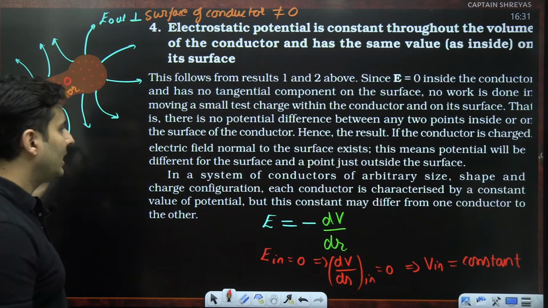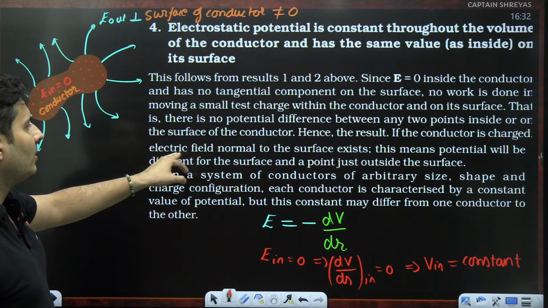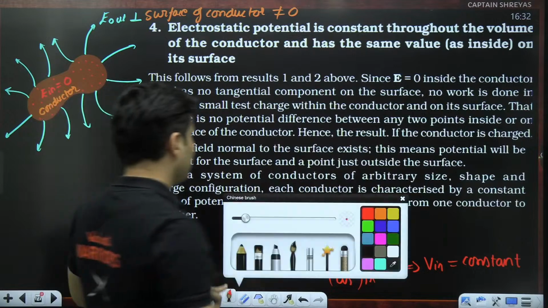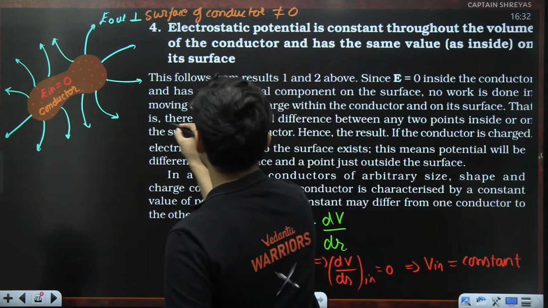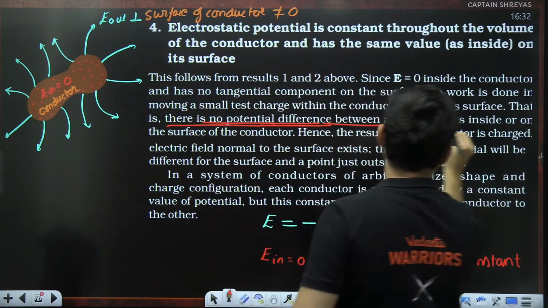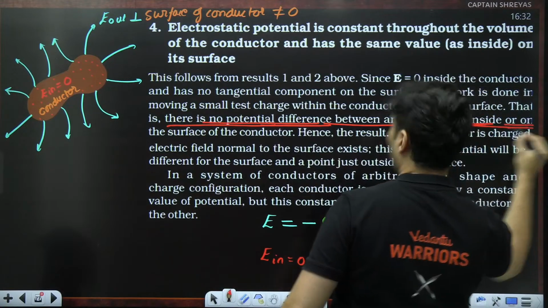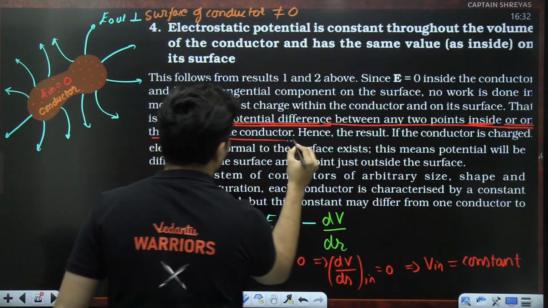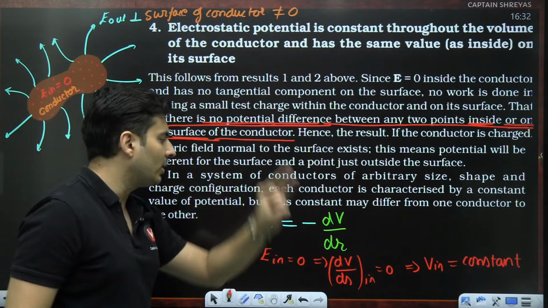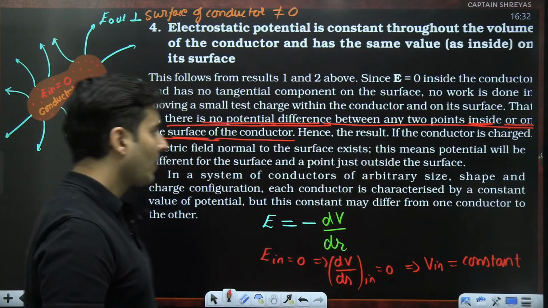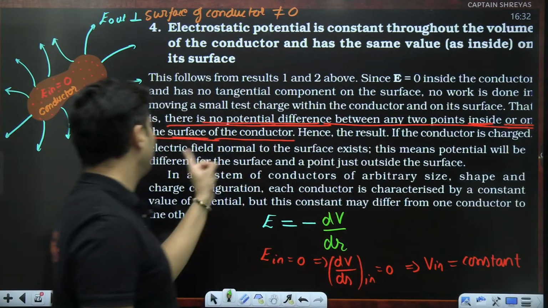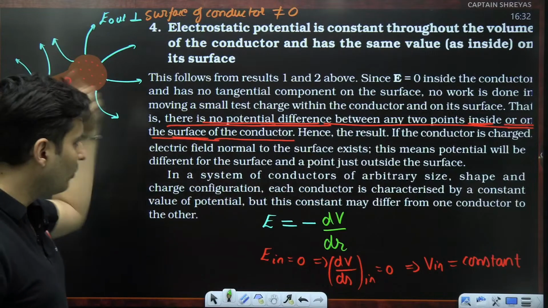Yep. So that is what they have mentioned also. The electric field is normal. That is, there is no potential difference. So there is no potential difference between any two points inside or on the surface of that conductor, because the field here everywhere is 0. So no rate of change of voltage. That means voltage is same. But outside we know electric field exists. That's why voltage difference will exist.